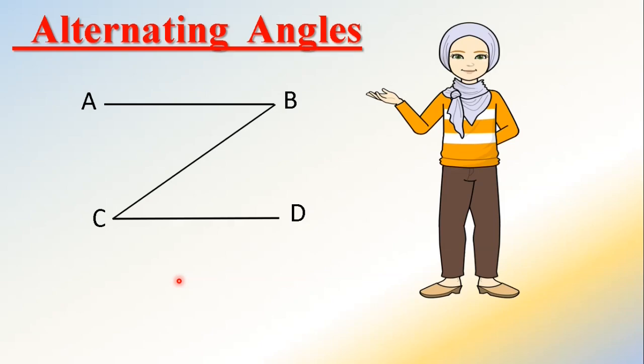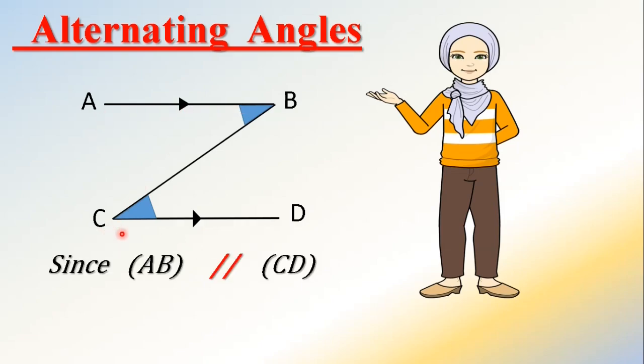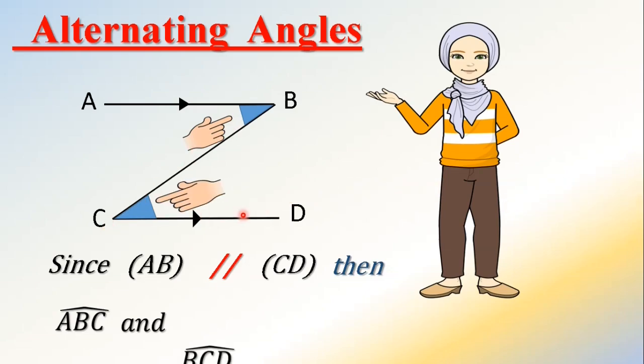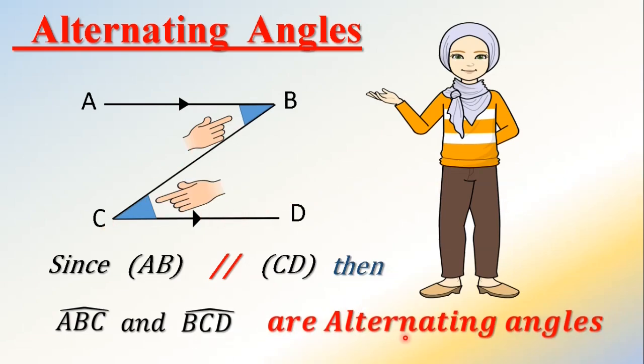Now, can you tell me how do we write alternating angles? Yes, in this figure, AB and CD are two parallel lines. So angle ABC and BCD are called alternating angles, and we write AB and CD are parallel lines, then angle ABC and BCD are called alternating angles. Very good.